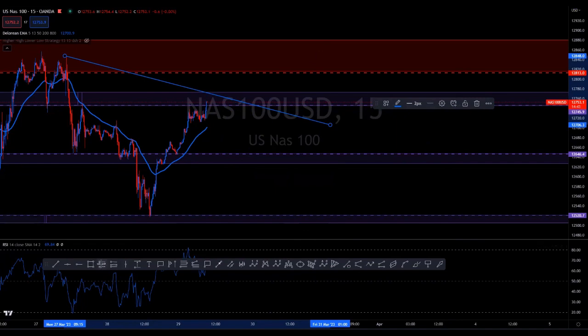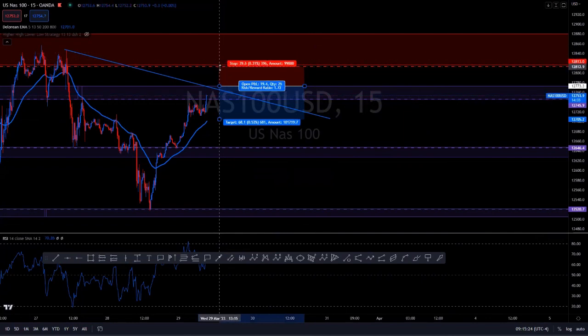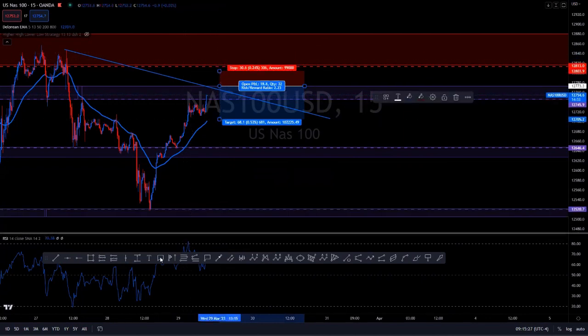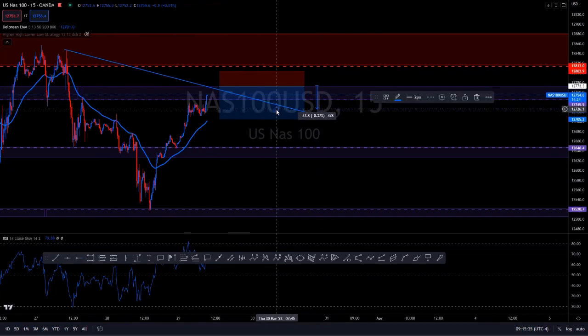So I'm going to actually put my risk to reward tool here. Stop loss to here. And the price goes from this area. I'm going to get at least close to almost 500 points of NAS.